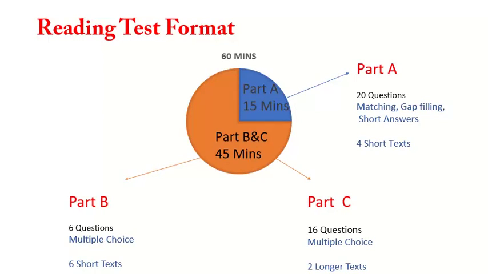Part A consists of 20 questions and 4 short texts. Part B has 6 questions and 6 short texts. Part C has 16 questions and 2 longer texts. The questions of Part A are matching or gap filling or short answers, while in Part B and Part C they are multiple choice questions.